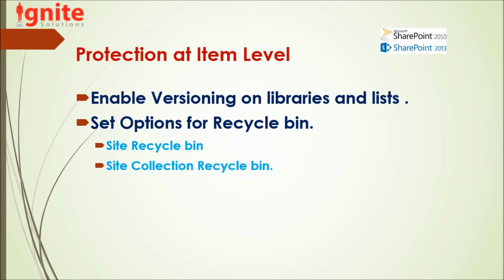Let's start with the item level. How to protect every item the user adds to a list or a library. In fact, you have two risks you should be concerned about for the item. The first is the bad update. It means that someone updated a file or a list item with wrong data, and you want to recover to an old version of the document. Second is the complete deletion of the item from the list or library.